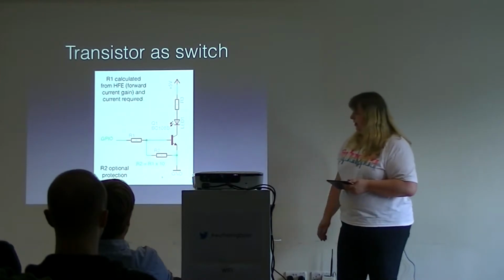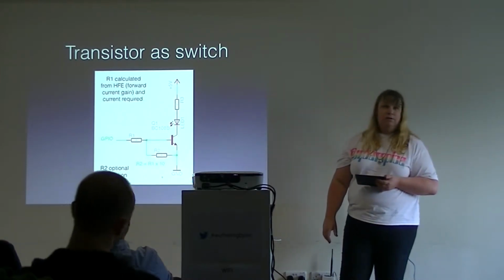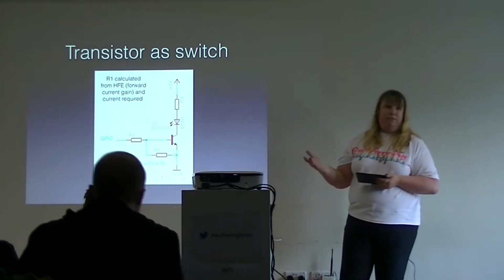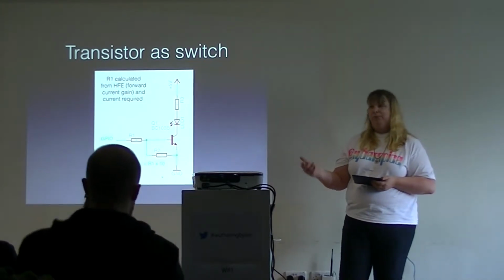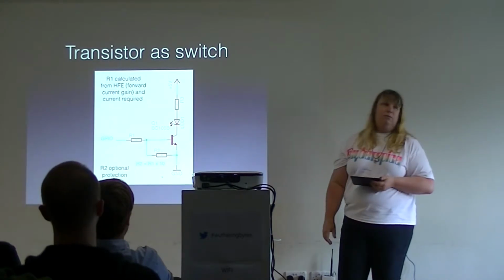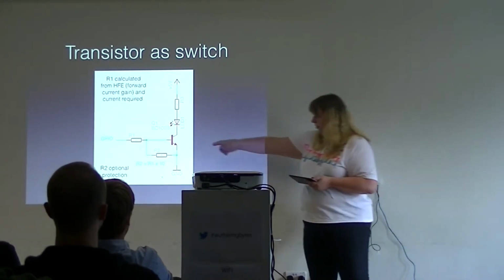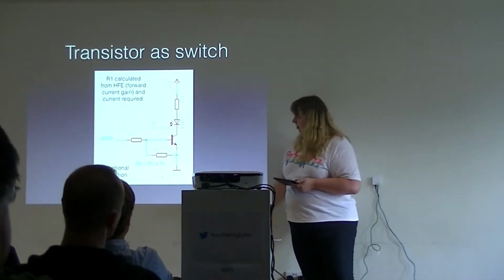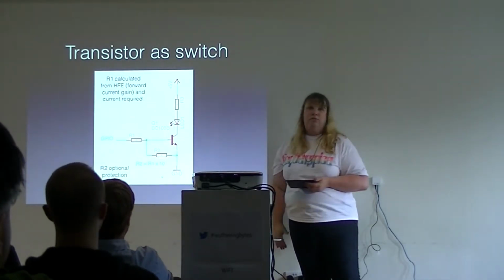Talked about current being not enough, 8 milliamps for a Raspberry Pi pin if you've got all the pins being used. So sometimes you want to boost them up. That's where we can use our transistor. So this is a typical transistor as a switch circuit.